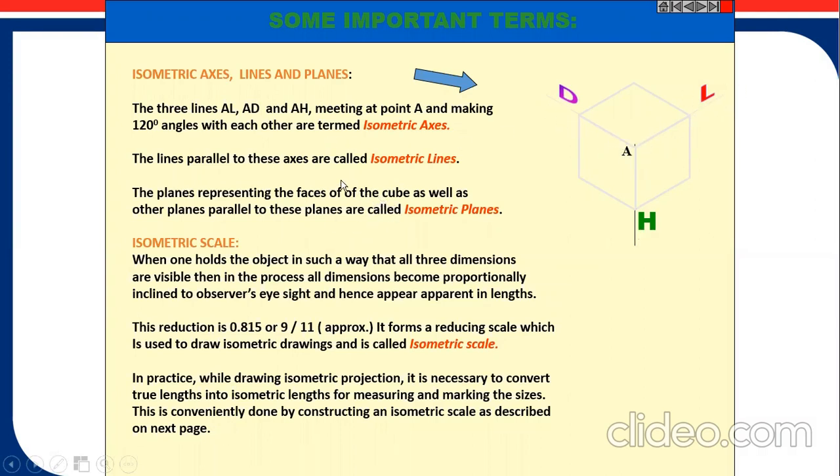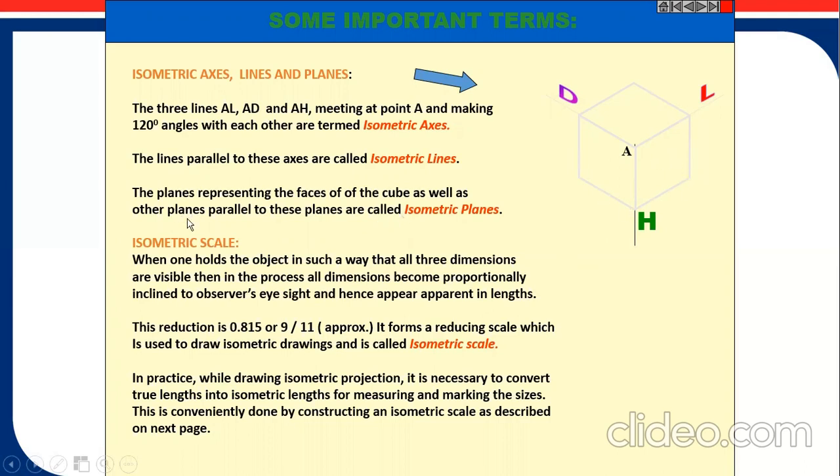The lines parallel to these axes are called isometric lines. Any line parallel to this one is called an isometric line because it is parallel to this one. This line is also called an isometric line because it is parallel to this one, and this line is also called an isometric line because it is parallel to AH, or this axis. So all are isometric lines.